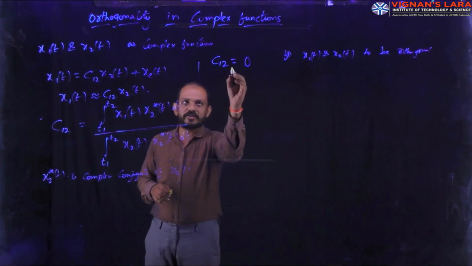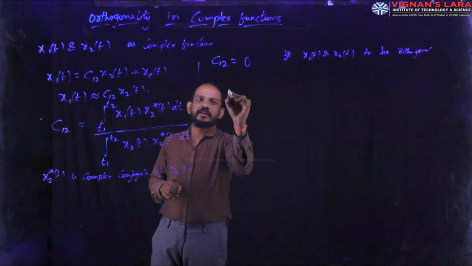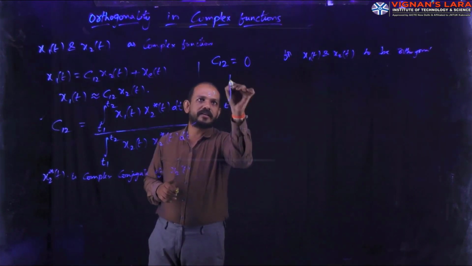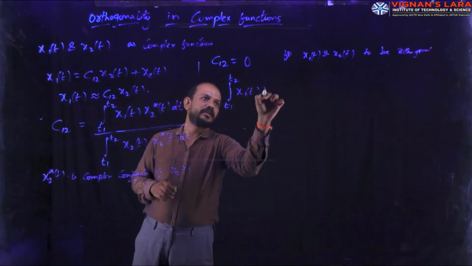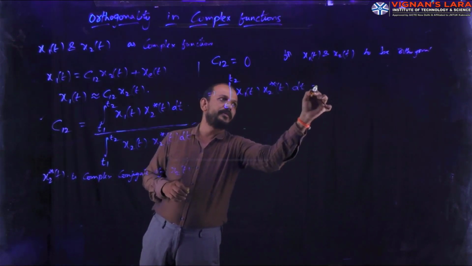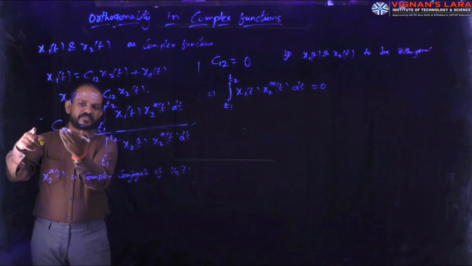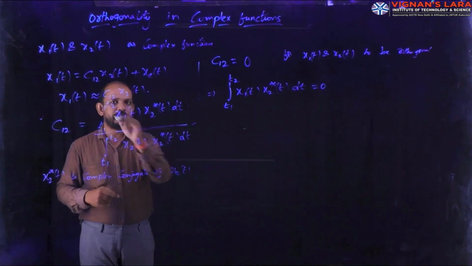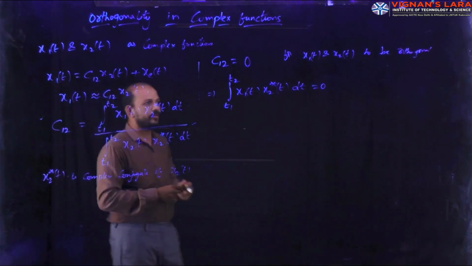So substituting C12 equal to 0 in this equation, what do we get? We get integral t1 to t2 x1 of t into x2 star of t dt will be equal to 0, because this is 0. So we bring this denominator to this side. The denominator into 0 is 0. So the numerator value will be equal to 0. That is, integral t1 to t2 x1 of t into x2 star of t dt will be equal to 0.